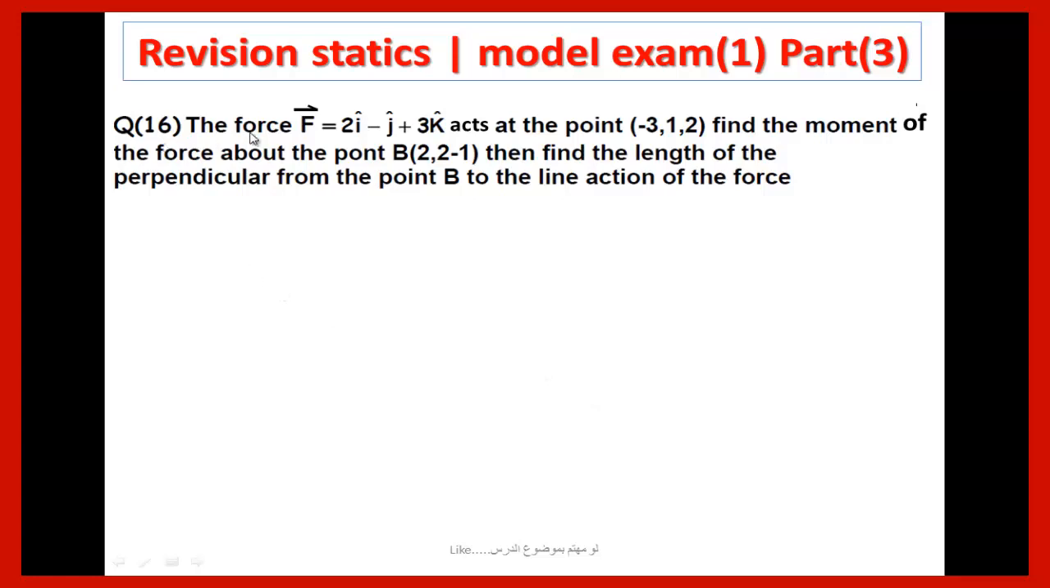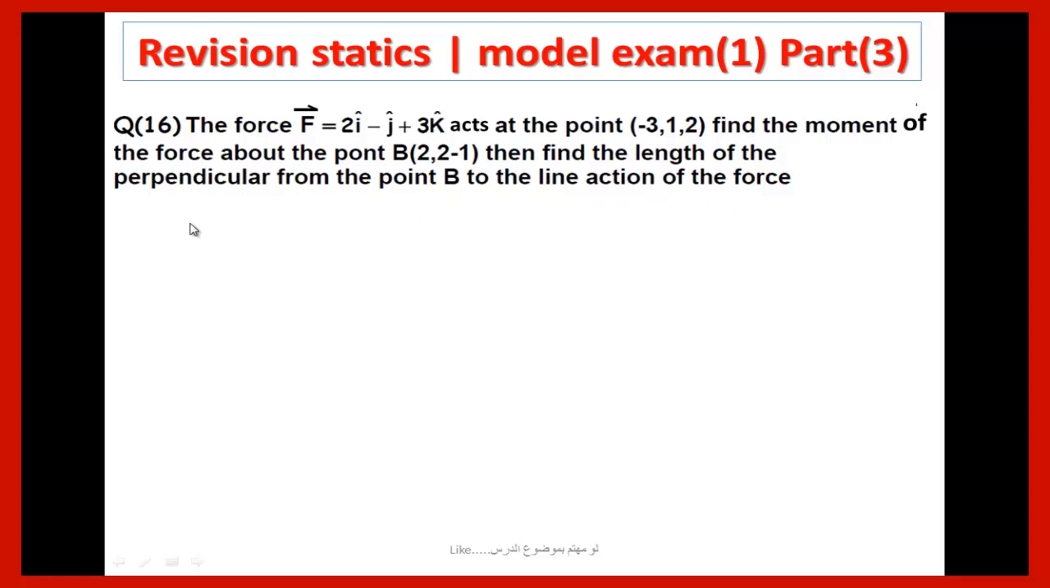Question 16. The force F equals 2i minus j plus 3k acts at the point (-3, 1, 2). Find the moment of the force about the point B (2, 2, -1). Then find the length of the perpendicular from the point B to the line of action of the force.